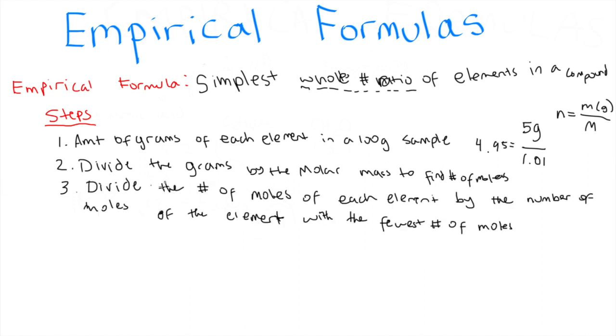Alright, so again, divide the number of moles in each element by the number of moles in the element with the fewest number of moles. A bit tricky, hopefully some examples will clear that up. So number 4 is create your skeleton formula. Like I mentioned before with the elements A, B, and C, you would have A5, B2.5, and C1.